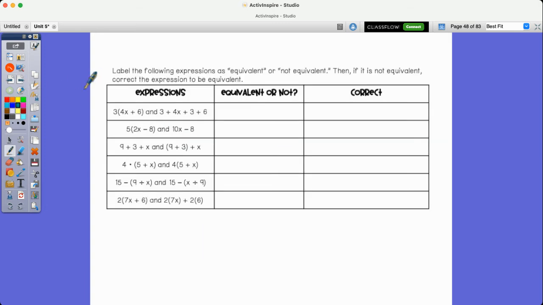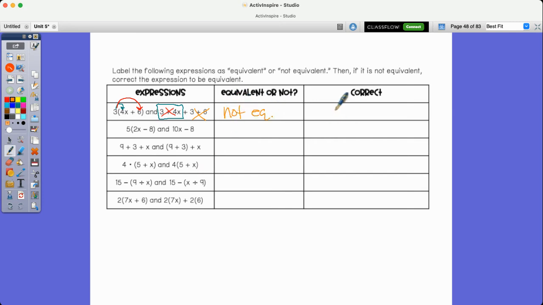Okay, let's try another one. We are going to decide if they are equivalent or not. Now, this is the distributive property. So I would do the mailman, right? Delivers mail here. I have 3 times 4x. Is that what this says here? 3 times 4x. No, it does not. This is not our friend. That is incorrect. And then my mailman would go to the next one, and I would need 3 times 6. Once again, no. So this is not equivalent.